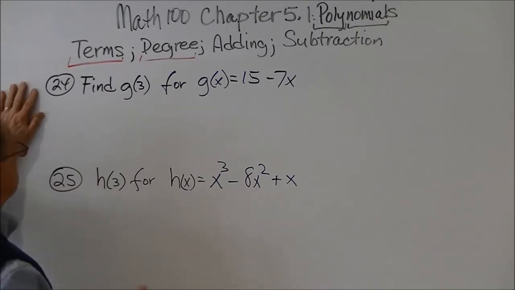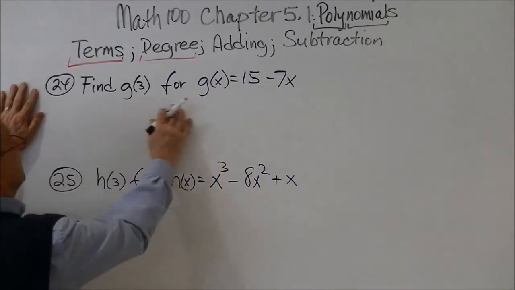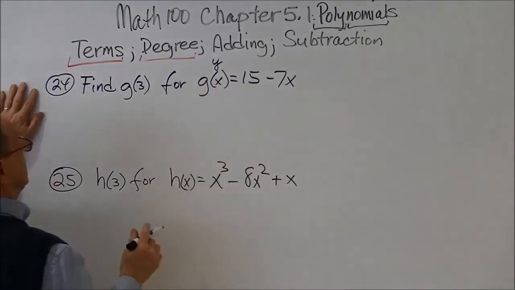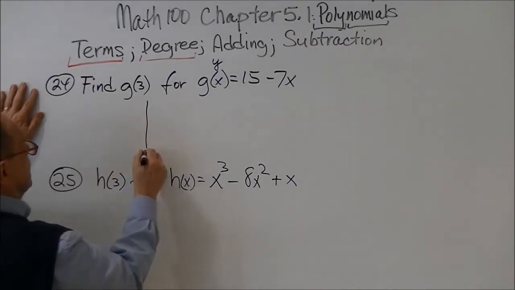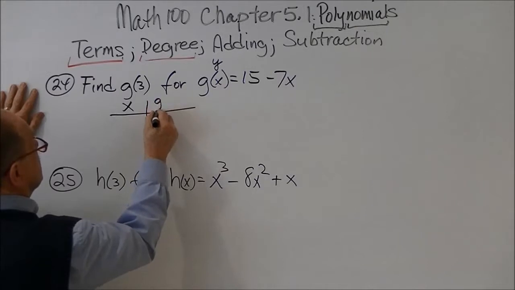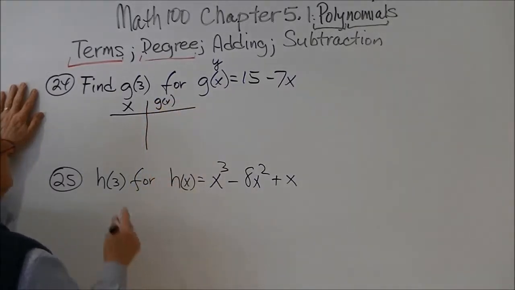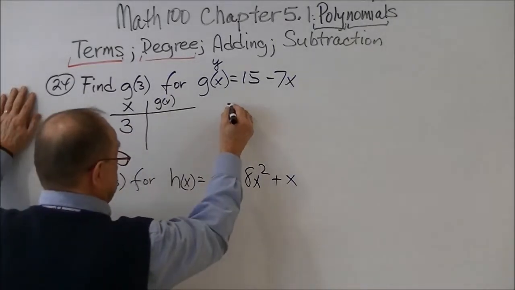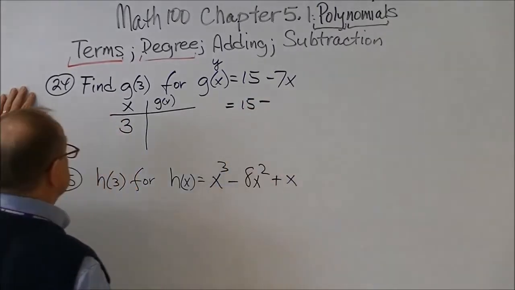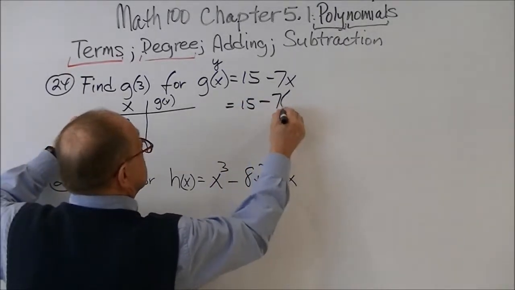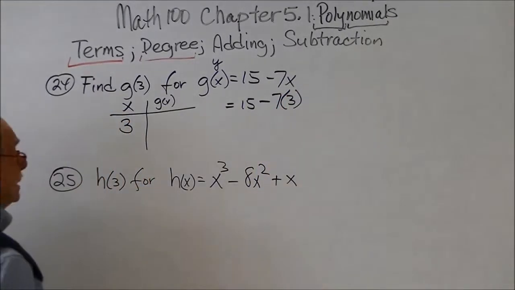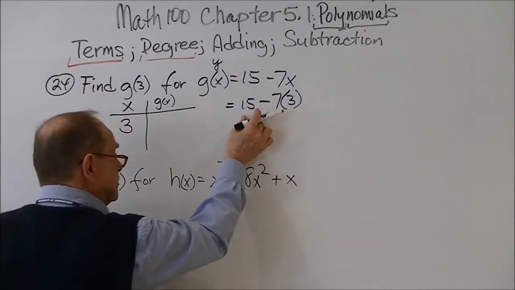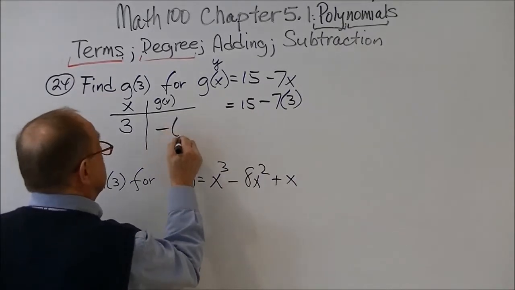All right, for number 24, we're going into function notation again. And keep in mind we can always put a y here for our function notation. And we could use a little t-chart, x and g of x here. So if x is 3, what will g be then? Well, we're going to go 15 minus 7 times 3. 7 times 3 is 21. A negative 21 plus 15 is a negative 6.